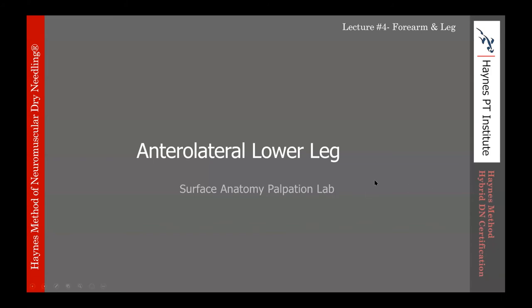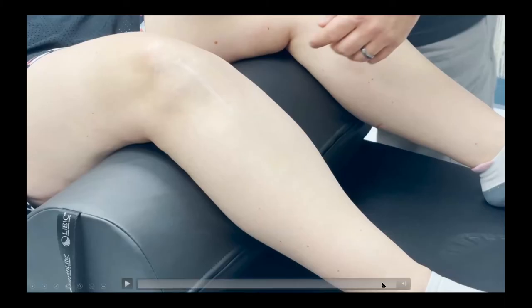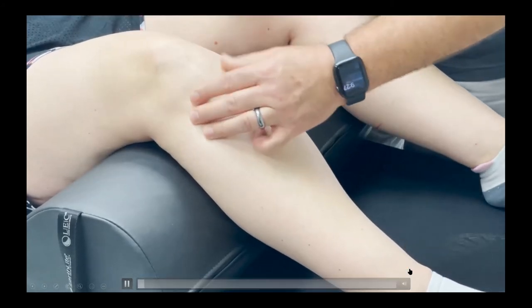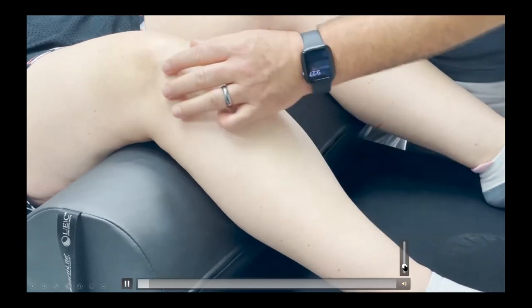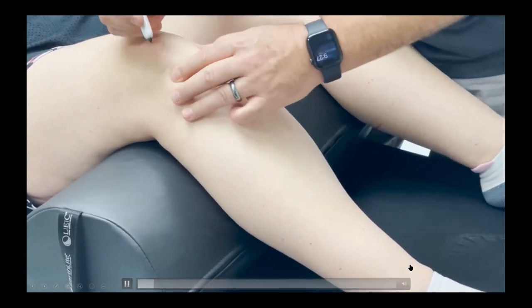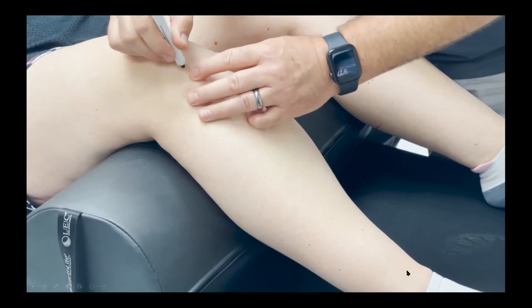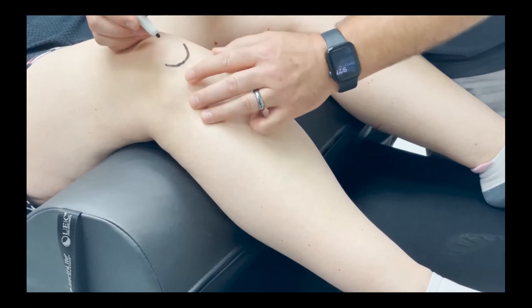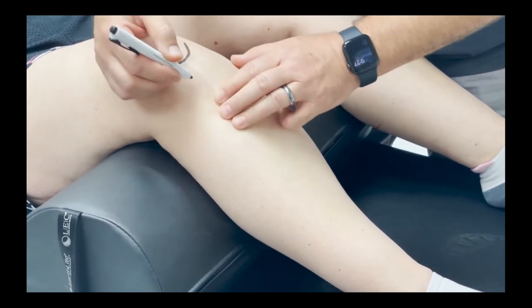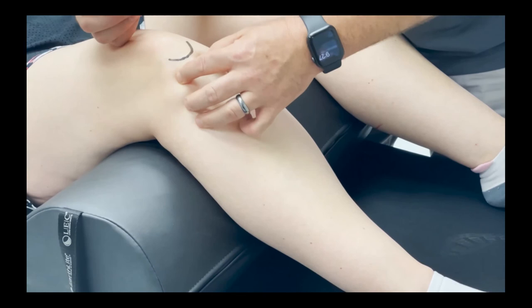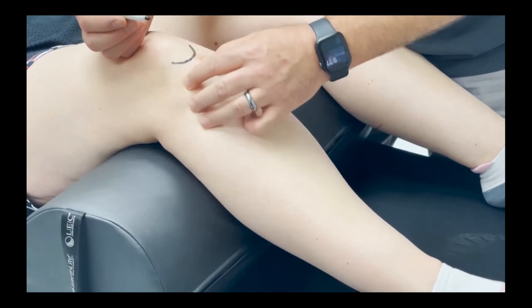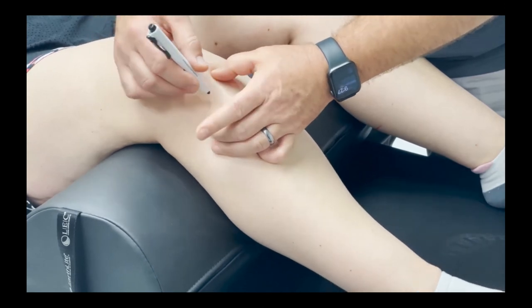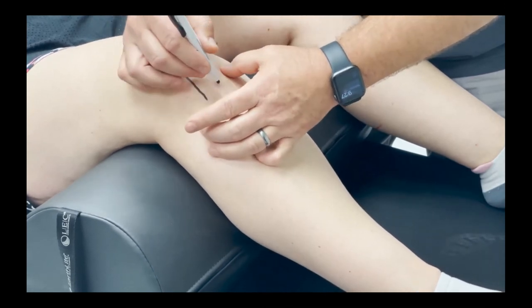All right, so our surface anatomy, we'll take a look at that. For surface anatomy of the lower leg, especially the anterior, lateral, anterolateral aspect, we want to first identify the patellar border, or the apex, inferior pole. From here, we can have our patient extend the knee briefly to help identify the medial and lateral borders of the patellar ligament.